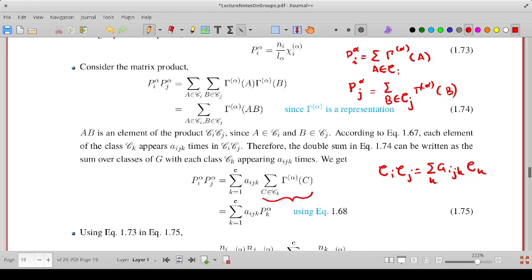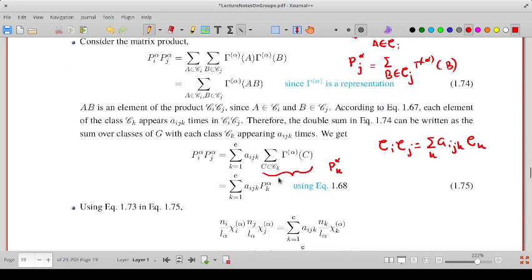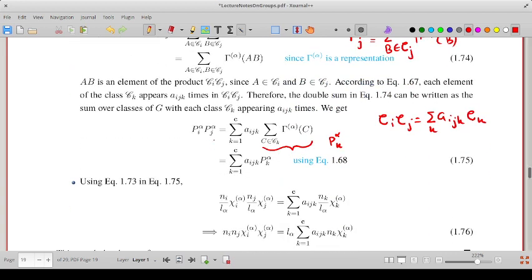But this quantity now is nothing but P_k^alpha from the definition of this matrix. So the result is that P_i^alpha times P_j^alpha is equal to the sum over k running from 1 to c of a_ijk P_k^alpha.